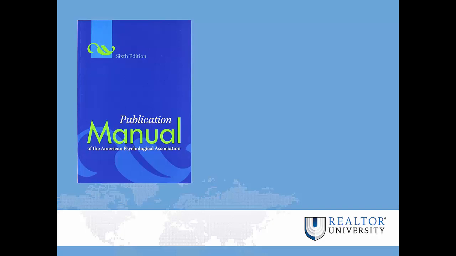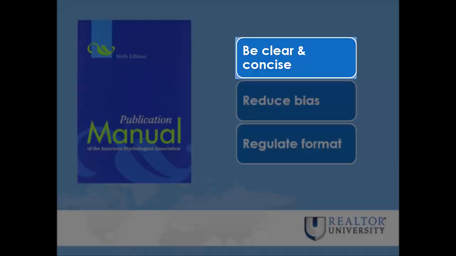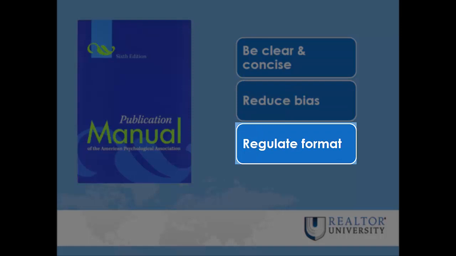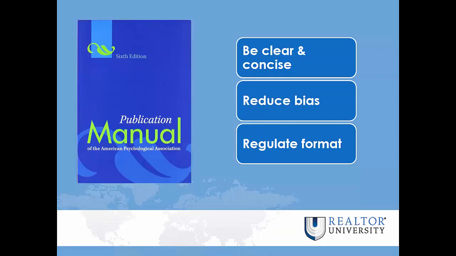The tenets of APA are to be clear and concise, reduce bias, and regulate format. Standard formatting helps your colleagues by creating consistency in paper appearance, so they know where to look for certain components of your paper. Formatting covers how you set up your title page, the inclusion of a running head, where page numbers appear, the mechanics of writing such as punctuation, abbreviations, spelling, and capitalization, displaying data in charts, graphs, and tables, and it also dictates how you cite sources in the body of your paper, as well as how those sources are represented in the references page at the end of your paper.